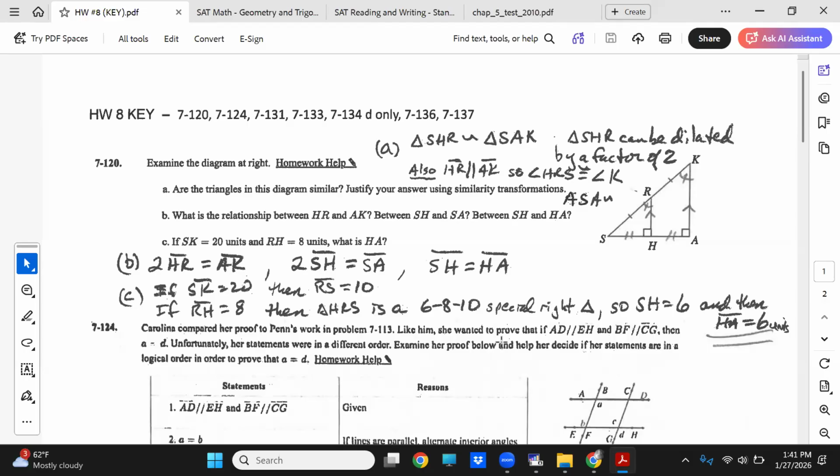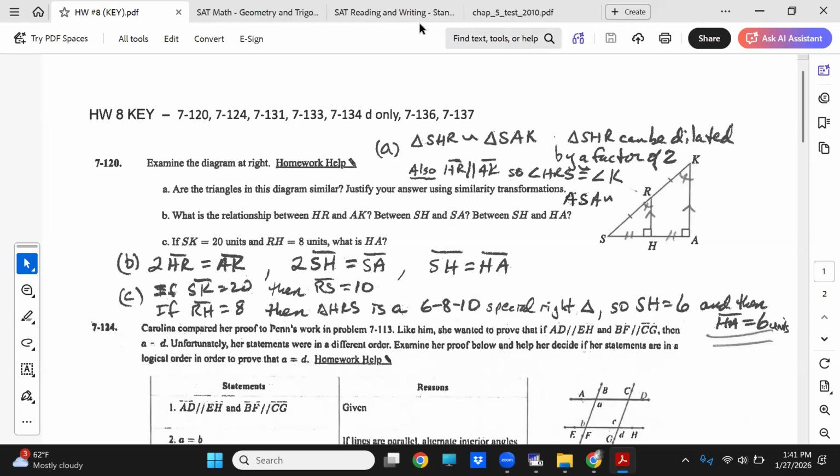So this means that the sides are proportional. All the corresponding angles are congruent. So the relationship among all the sides is 1 to 2, or 2 to 1, however you want to call it. And if SK is 20, then SR would have to be 10, or RK would have to be 10. If RH is 8, AK is going to be 16.